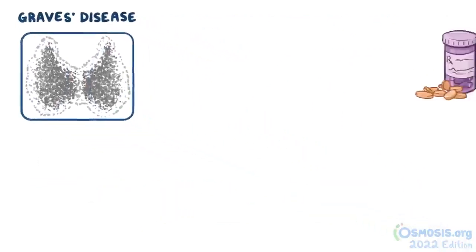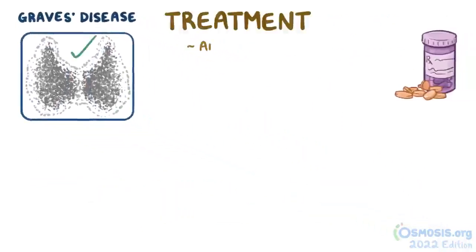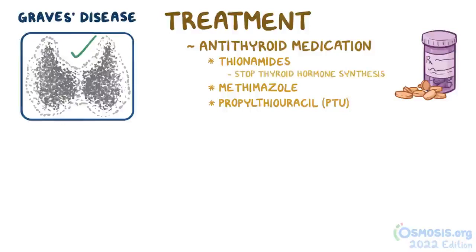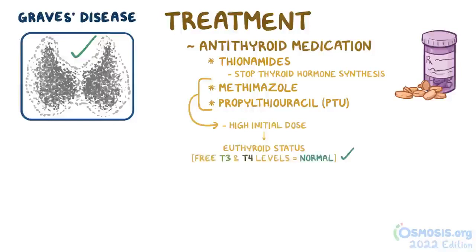If Graves' disease is confirmed, treatment should be initiated with anti-thyroid medication. Enter the thionamides, methimazole, and propylthiouracil, or PTU. Thionamides inhibit the enzyme thyroid peroxidase inside thyroid cells, and that stops thyroid hormone synthesis. For both methimazole and PTU, a high initial dose is used, and then once euthyroid status is achieved, meaning free T3 and T4 levels go back to normal, then a lower daily maintenance dose is used.